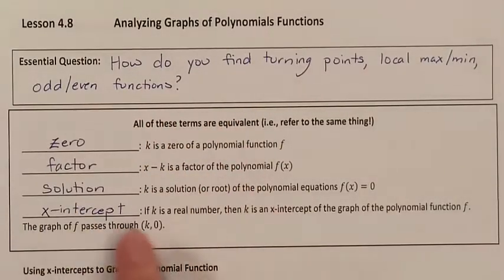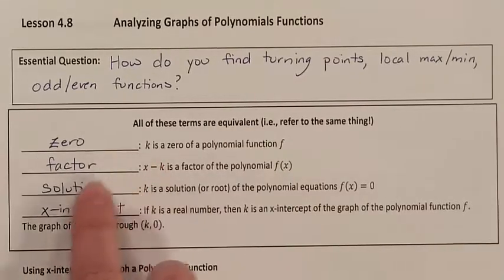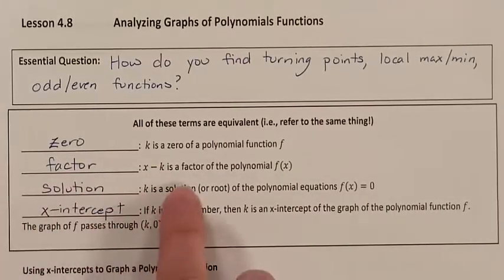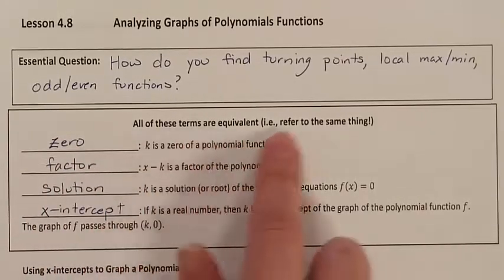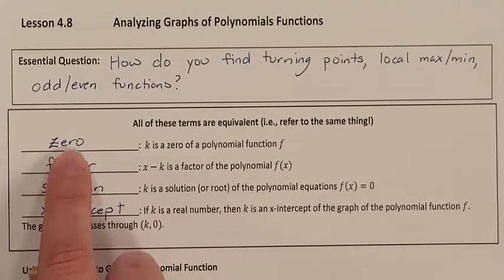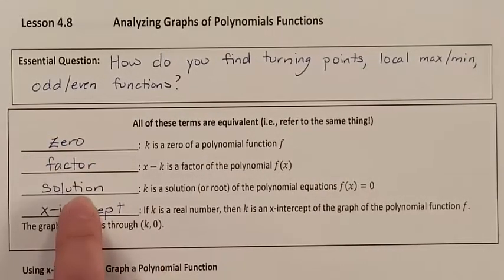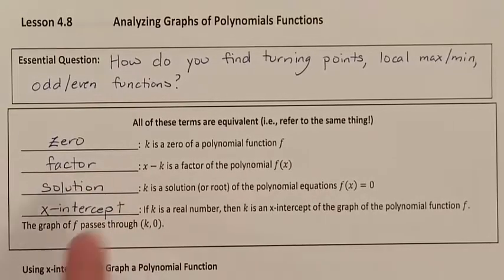First, we have a couple of definitions that we need to make sure we know are all equivalent. The zero, the factor, the solution, and the x-intercept. When you are asked to find all of these, they're essentially the same exact thing. The zero of the function, the solution of the function, they are the same exact thing. What are they? They are the x-intercepts of the function. How do you find that? By finding the factor of the function. All four of these are equivalent terms.